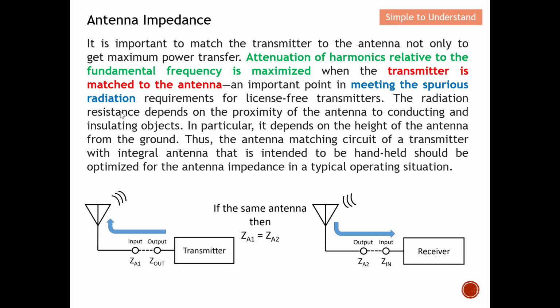The radiation resistance depends on the proximity of the antenna to conducting and insulating objects. For example, when an antenna is very near a conducting material, it may affect the radiation pattern. So anything that is close to the antenna may affect the performance. In particular, it also depends on the height of the antenna from the ground.